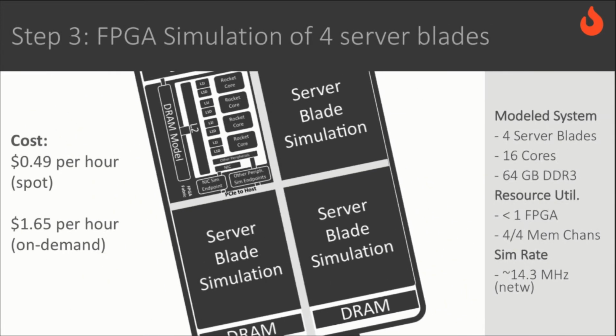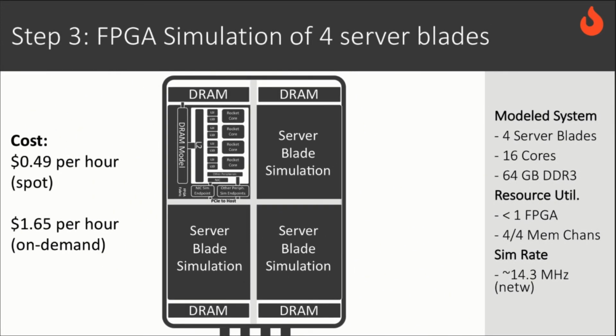So now what we want to do is scale out. So we're interested in modeling a data center in this case. So it turns out, conveniently, that we can fit 3 more copies of this simulator I showed you on the last slide onto one of these FPGAs. There are also 3 more memory channels that we can attach to. So in aggregate, on one of these FPGAs, we can model 16 rocket cores attached to 64 gigs of DDR3.